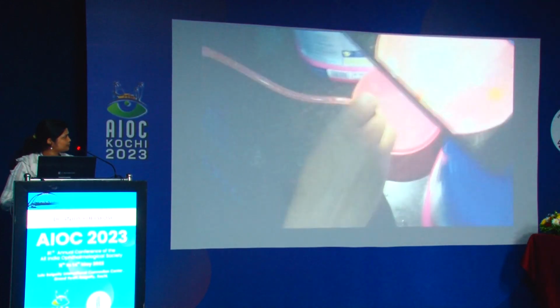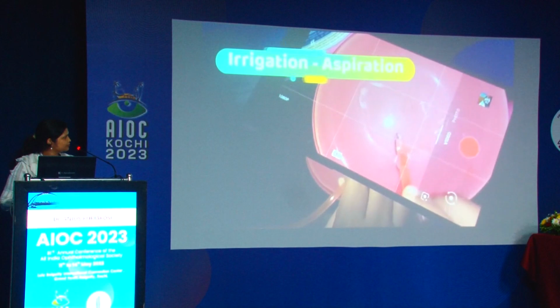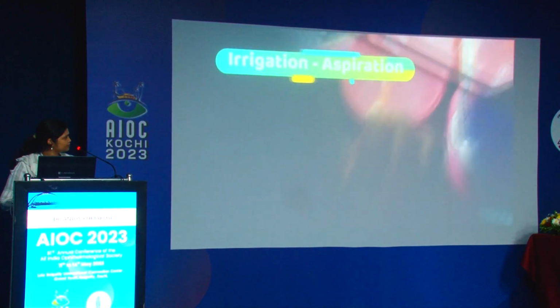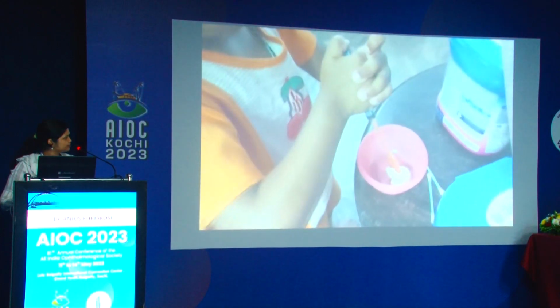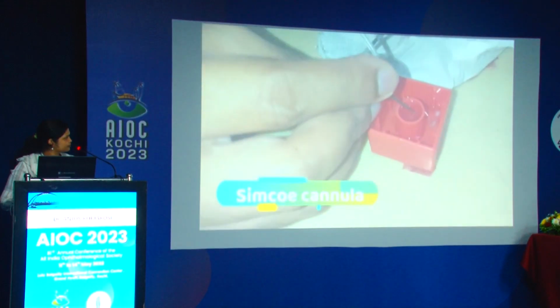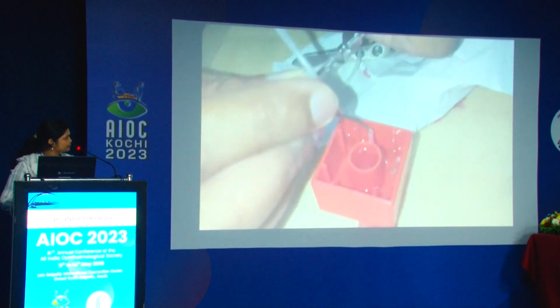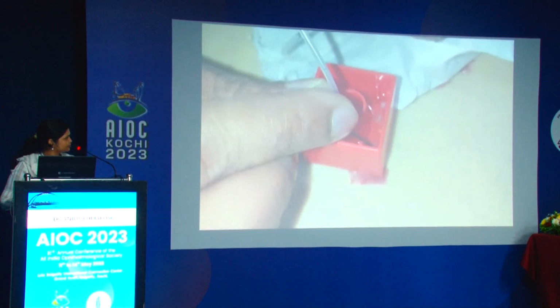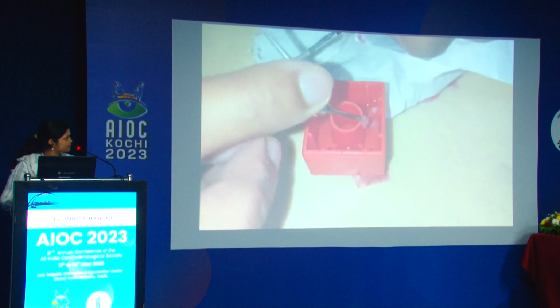If Simcoe is not available, a syringe can be connected to a tube and pick up tissue paper bits from a bowl. It would definitely be better to practice irrigation aspiration with a Simcoe cannula. Bits of tissue paper can be aspirated from any bowl.